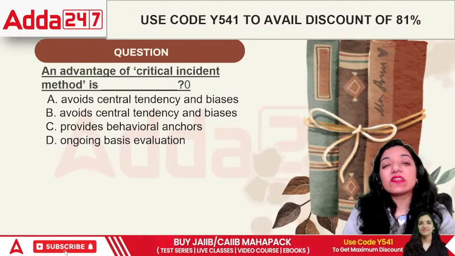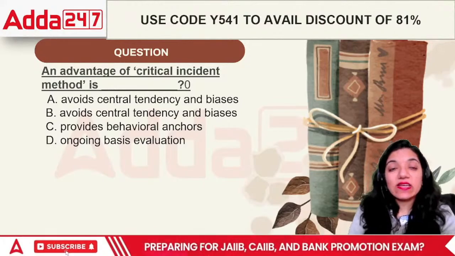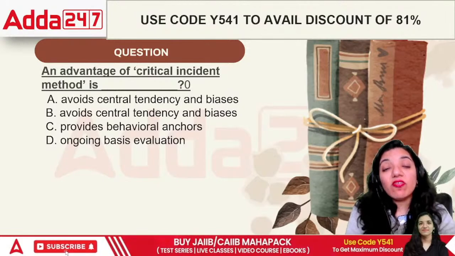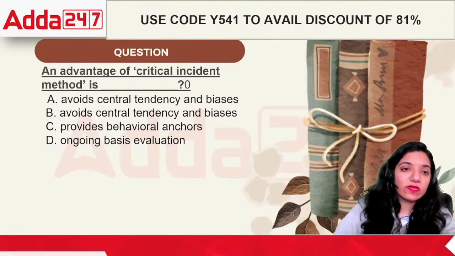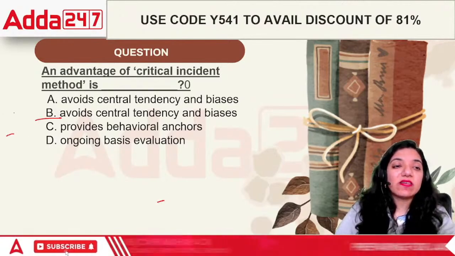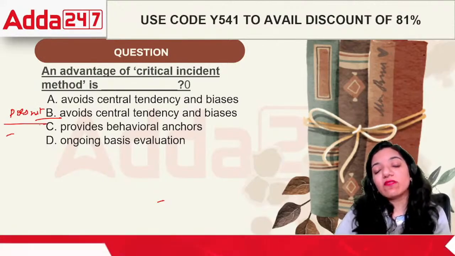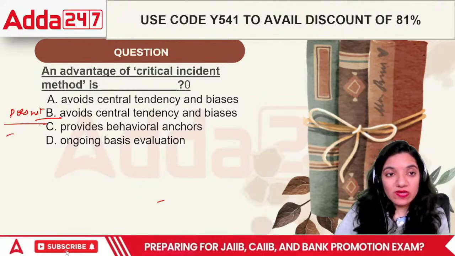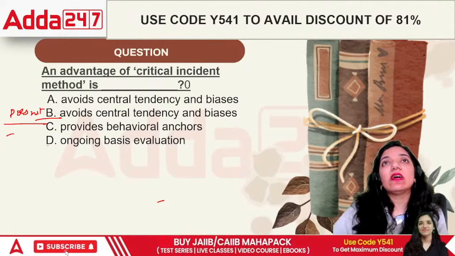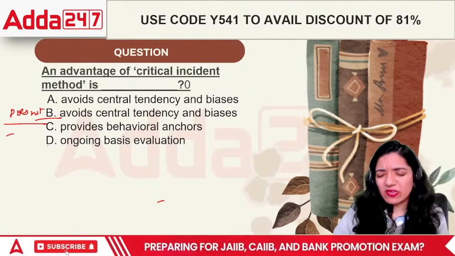Next point is, what is the advantage of the critical incident method? In this case, the options are: avoids central tendency and biases, avoids central tendency, does not avoid. The critical incident method is a method used in terms of controlling. Actually no, critical incident method is a part of leadership.